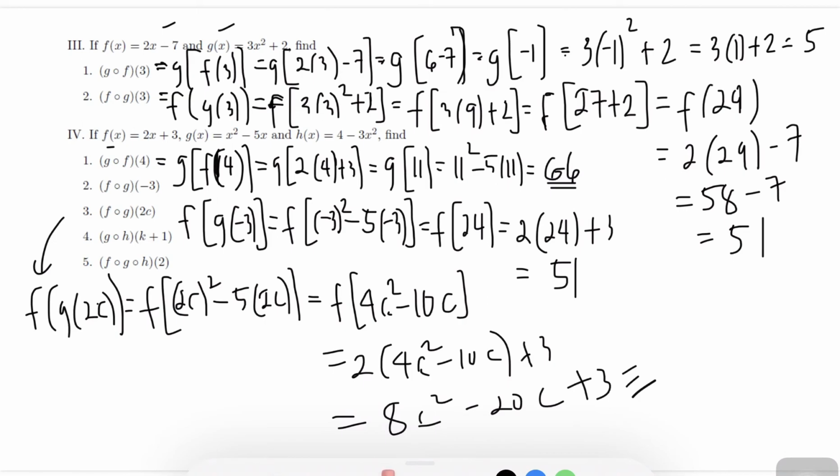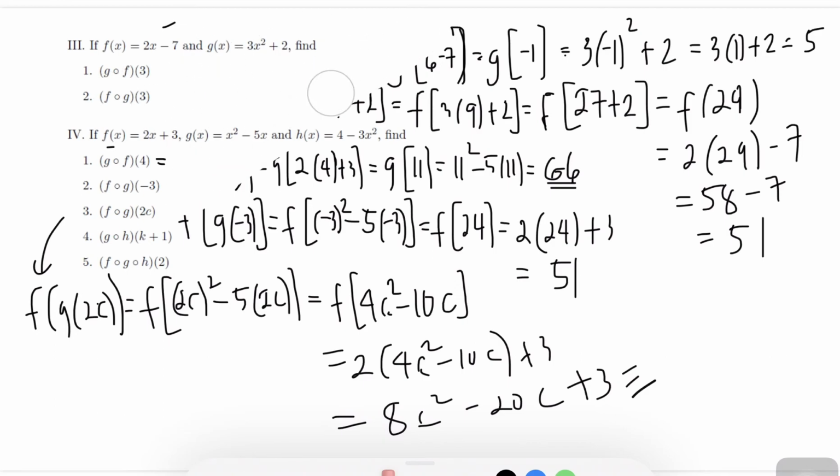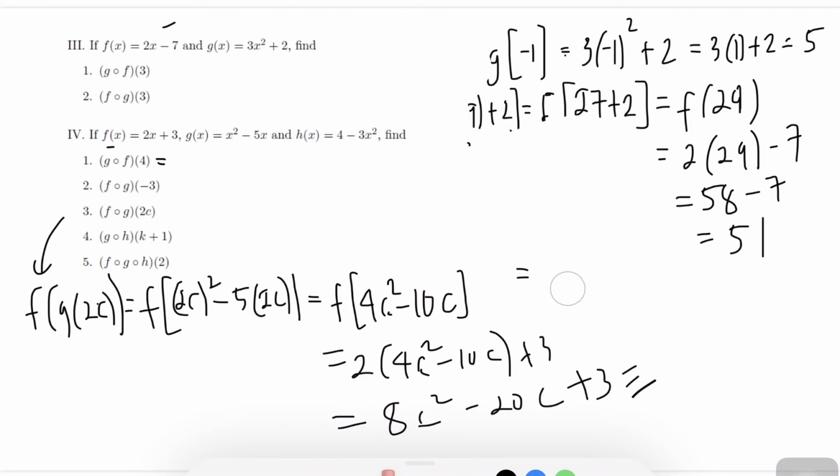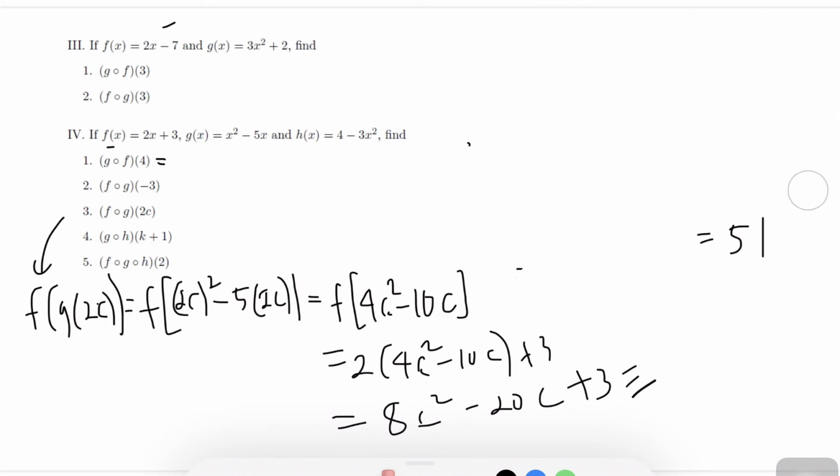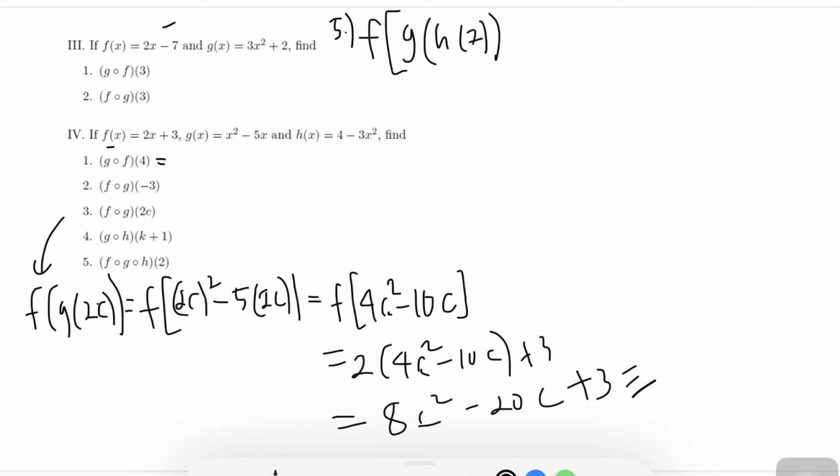Okay, so I will erase this. For the last two examples, I'll write it here. Let's start with number 5 first. For number 5, we can rewrite this as f of g of h of 2. So we will start with h of 2. Just copy this. For h of 2, we have 4 minus 3 times 2 squared.